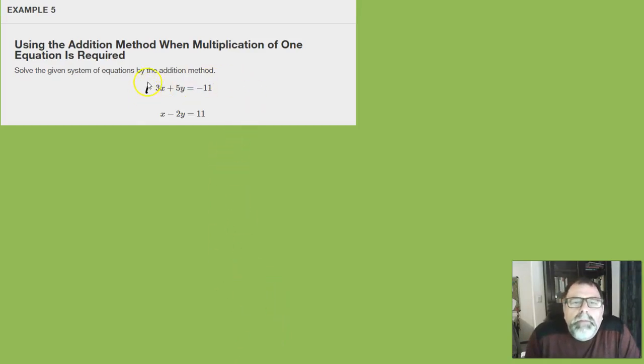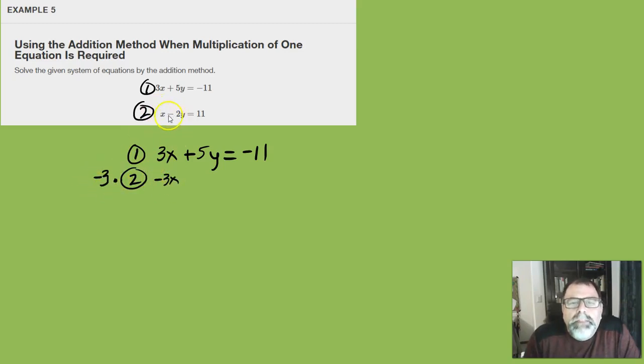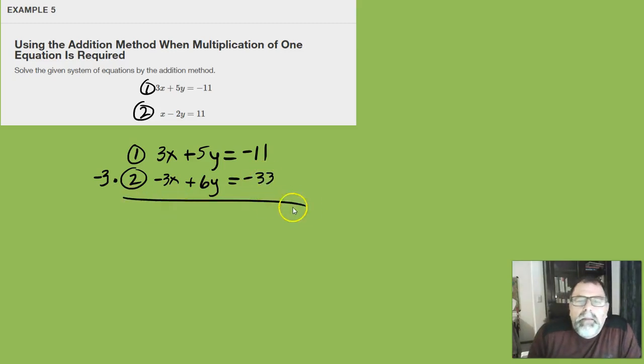Okay. So I'm going to take equation 1, equation 2. I'm going to leave equation 1 alone. This is kind of the notation, so when I look back, I can say, okay, what did I do? So this, I did nothing to equation 1, just write it down. And then I'm going to take equation 2 and multiply it by negative 3. So you get negative 3x. You got to do it to each term. Positive 6y and negative 33. And then this is going to create my new equation with eliminating the x.